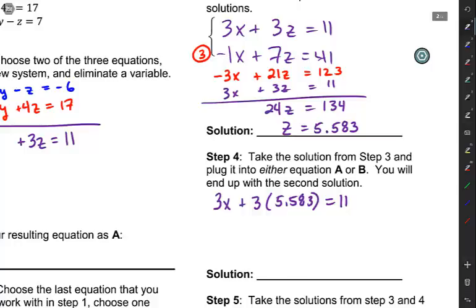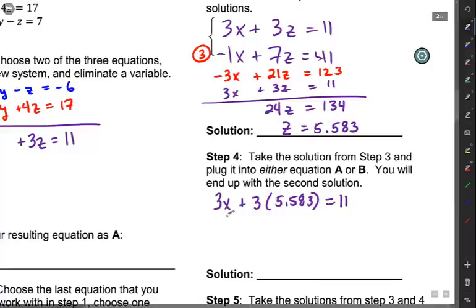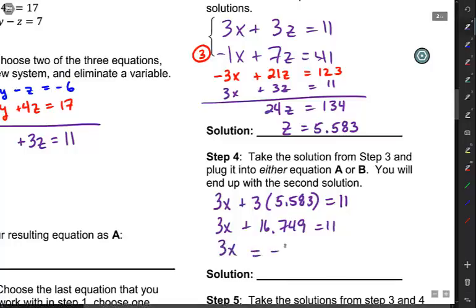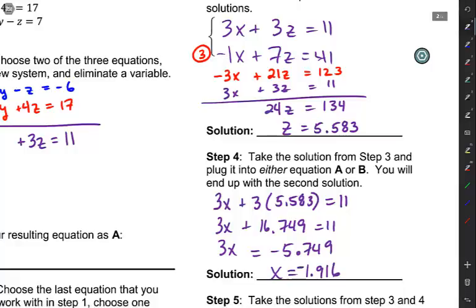Three times 5.583, 16.75. Equals 11. So minus 11. So 3x equals negative 0.5749 divided by 3. X equals negative 1.916. Thank you. All right. Still a valid number.